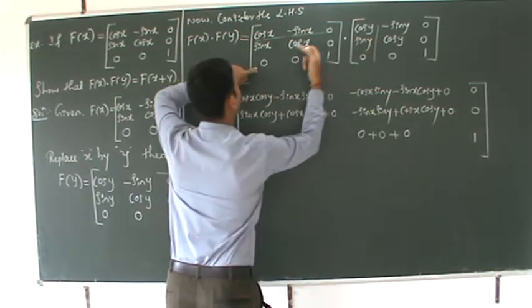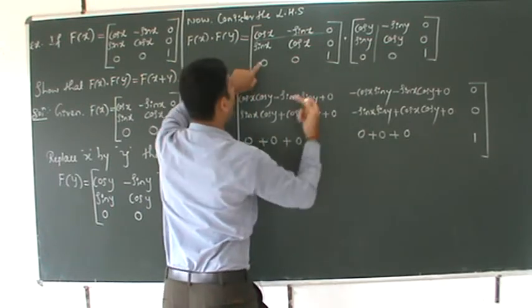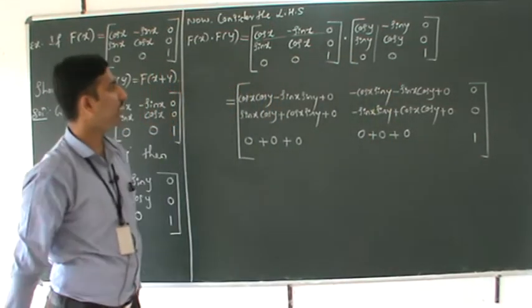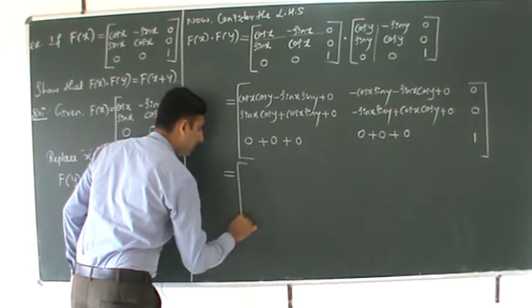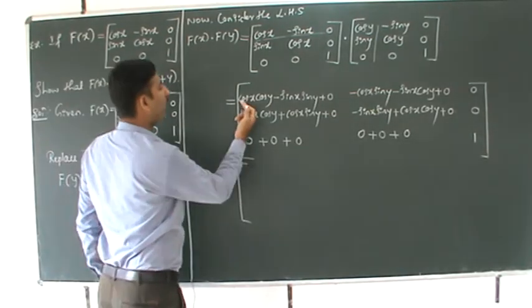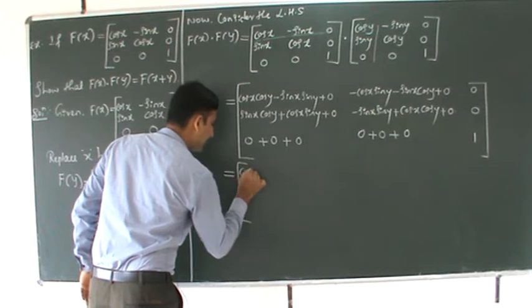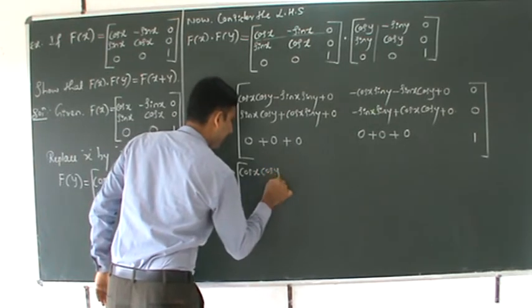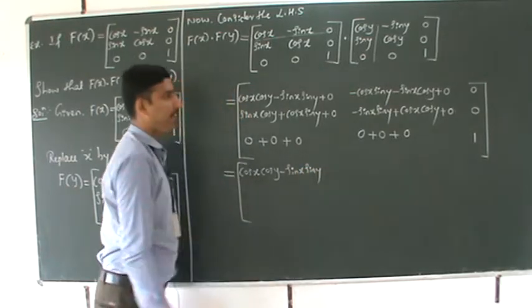After that, cos y into 0, 0, sin y into 0, 0, 1 into 0, it is 0. After that, minus sin y into 0, 0, 0, 0. Correct? These are the values. What is the first entry? Cos x cos y minus sin x sin y. You write it simply as it is, cos x cos y minus sin x sin y.